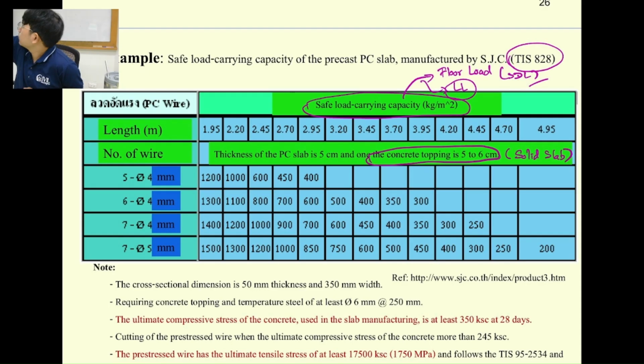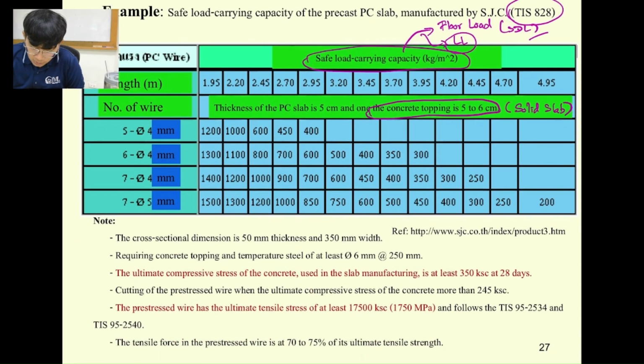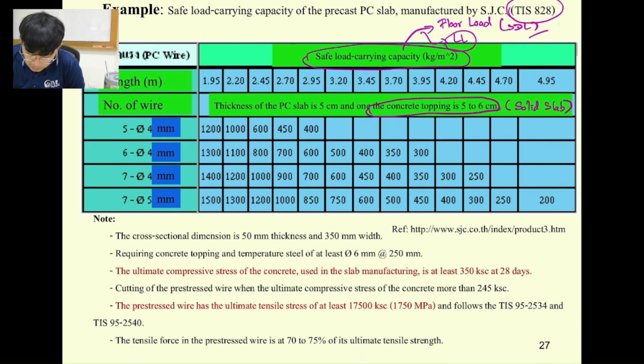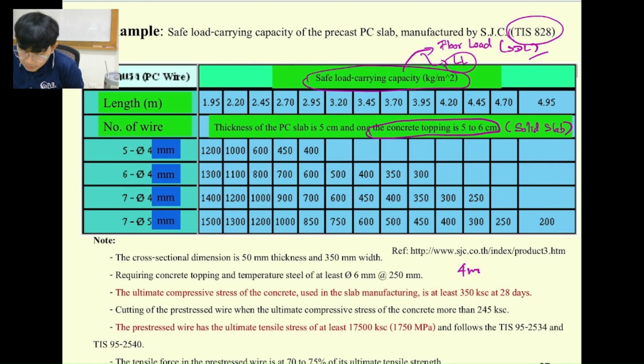For example, this column to the back column has a span of 4 meters. Okay, and right now we are in the academic building, which means the live load is around 600 kilograms per square meter.